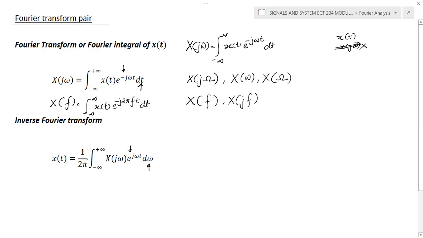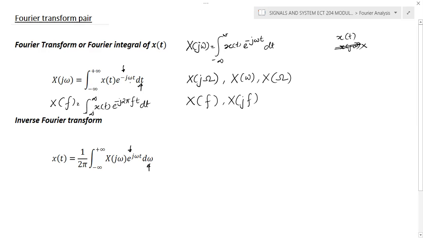When you refer to a mathematical textbook, sometimes the sign may be different. In forward they will use plus, and in inverse they will use minus. Just don't get confused. In signals and systems we will follow this particular pattern. X of j omega is equal to integral from minus infinity to infinity x of t e raised to minus j omega t dt, and the inverse Fourier transform is small x of t equal to 1 by 2 pi integral from minus infinity to infinity capital X of j omega e raised to j omega t d omega.